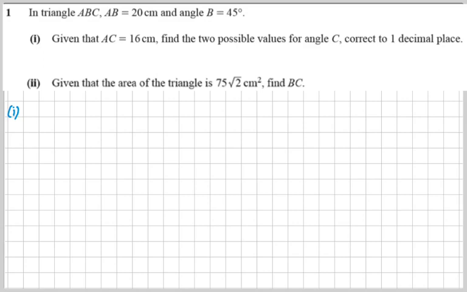Now if you are well rehearsed, you'll spot from the problem where it says find the two possible angles of C. This is called the ambiguous case of the sine rule. This is where there are two possible answers for the given information. It's the only time when you're solving a triangle problem where there are two possible answers. The ambiguous case of the sine rule.